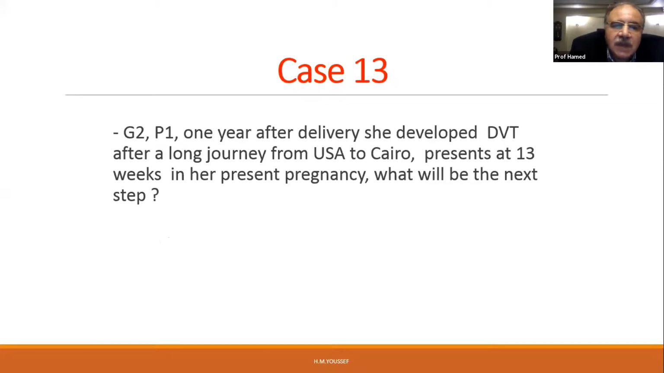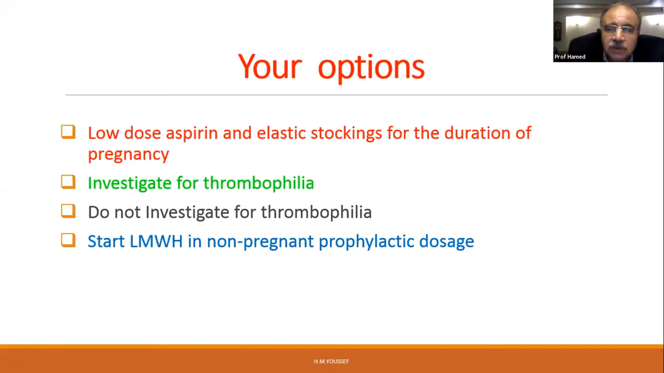Case 13, gravida 2 para 1, a year after delivery she developed DVT after a long journey from USA to Cairo. Present at 13 weeks in her current pregnancy. What will be the next step? Again, what about the pregnant air traveler? Let's say the patient delivered and 1 year after delivery developed DVT after a long journey. Right now, she is 13 weeks in gestation, and she will ask you, what shall I do?